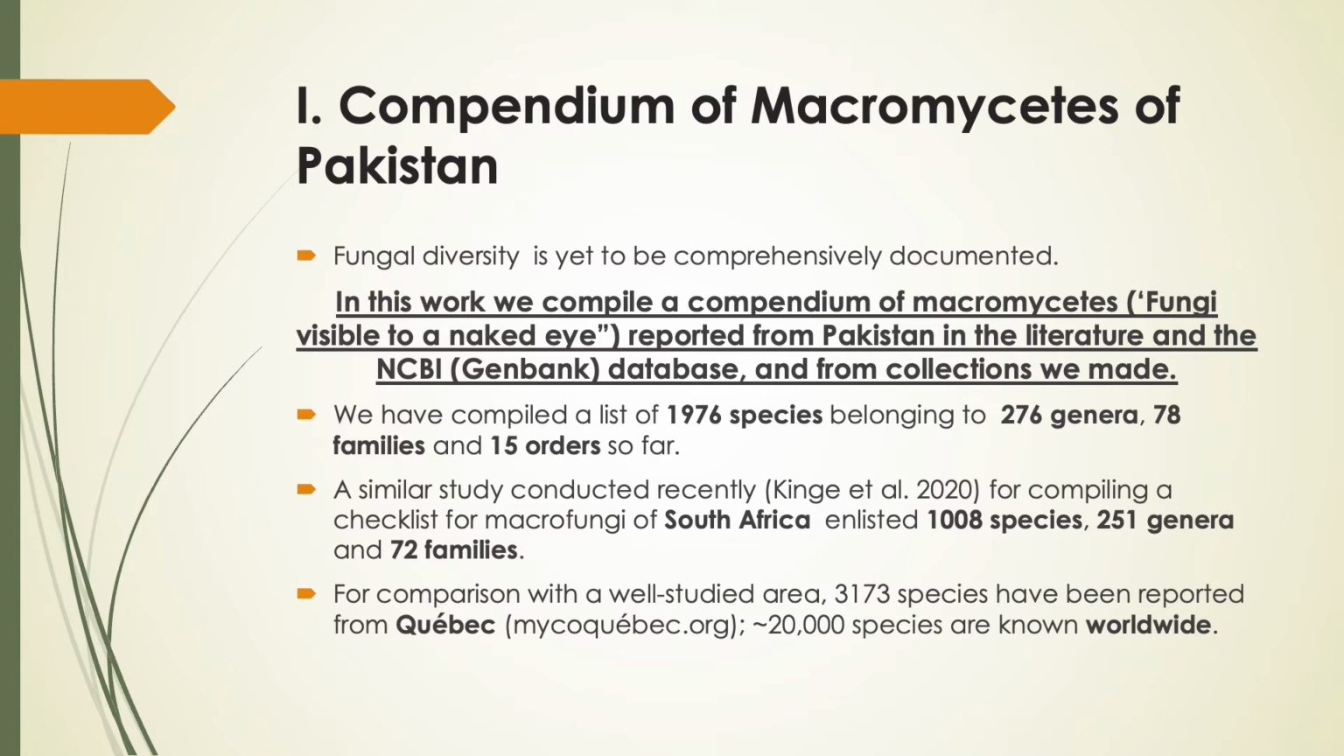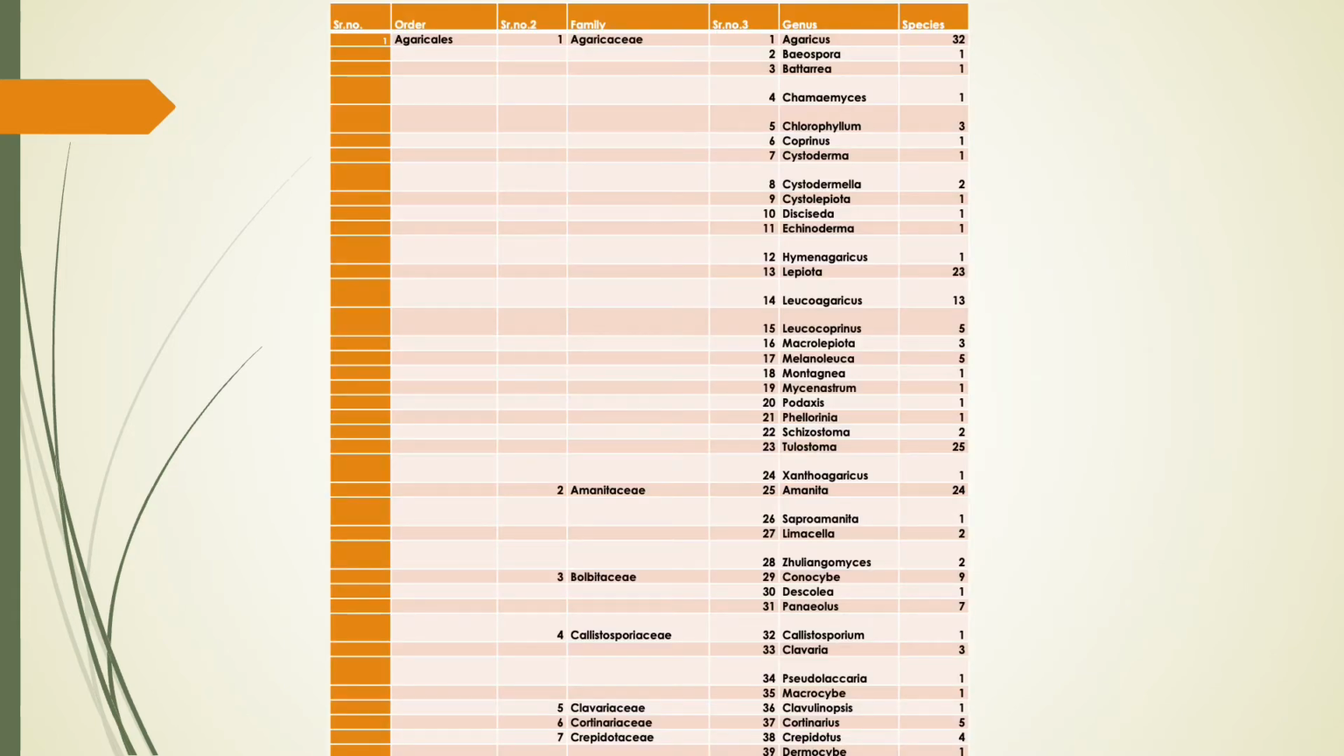A similar study conducted recently, compiling a checklist for macrofungi of South Africa, listed 1008 species. For comparison with a well-studied area, I want to mention here that 3,173 species have been reported from Quebec. Overall, approximately 20,000 species of macrofungi are known worldwide. This is an overview of our compendium. I have not added species names here, but of course we have recorded each taxon in our checklist.